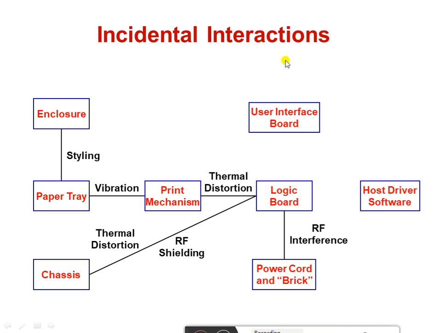Next, incidental interaction. How is the incidental interaction between the chunks? Enclosure to paper tray, to print mechanism, to logic board, and logic board to power cord. So these are the interlinks between the chunks.